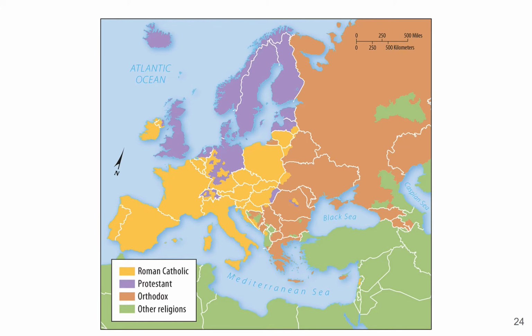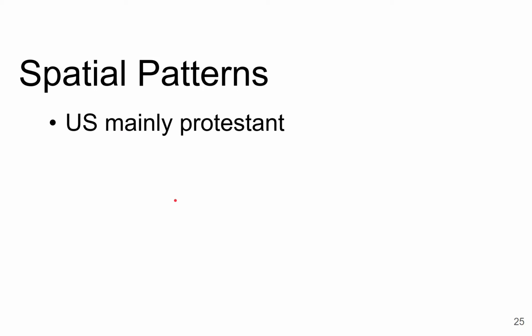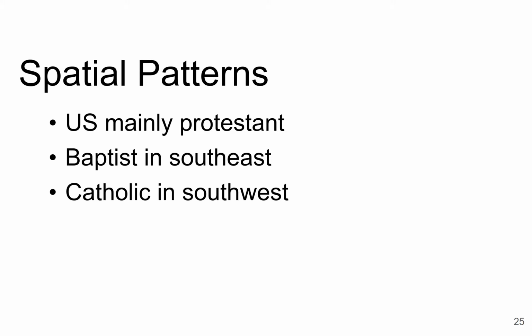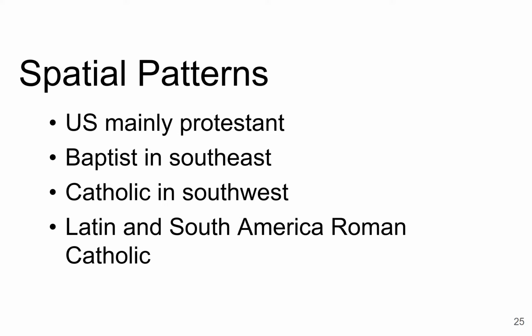Different map showing the same thing. Other religions, in this case, it's largely Islam. We've got Protestant, although now they don't break out the Church of England, and Lutheranism, Eastern Orthodox, and Catholic. Spatial patterns in the U.S. The U.S. is mainly Protestant. Southern Baptists in the South, that should be easy to remember. Catholics in the Southwest, the places that were settled by the Spanish, are Catholic. And then Latin and South America is also Roman Catholic.